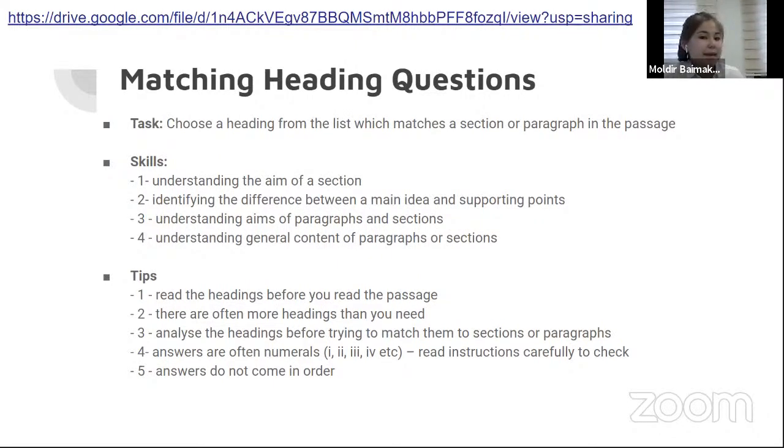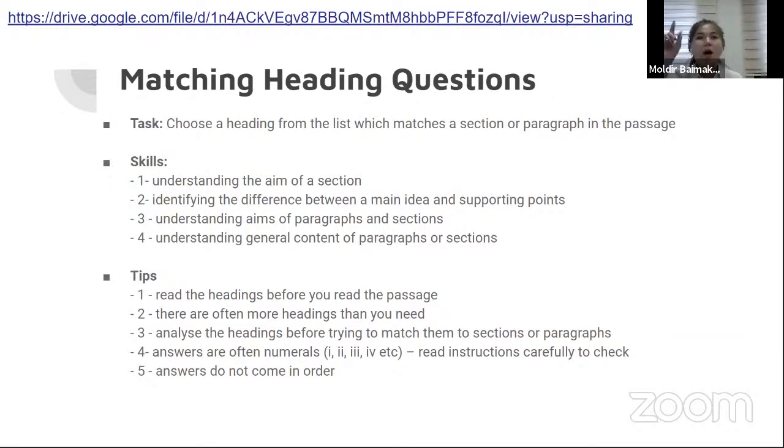And understanding the aim of a section, well, this is, I think, easy. We have to name the paragraph, so we have to know which one, and for this we have to know what the main idea of the paragraph is. Identifying the difference between a main idea and supporting points. Yeah, exactly, this is the one that I've already talked about. Understanding aims of paragraphs and sections.